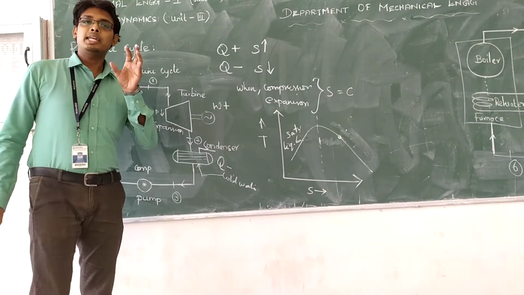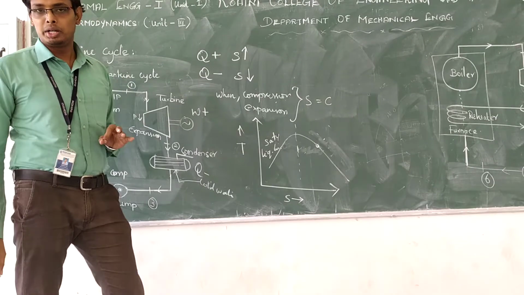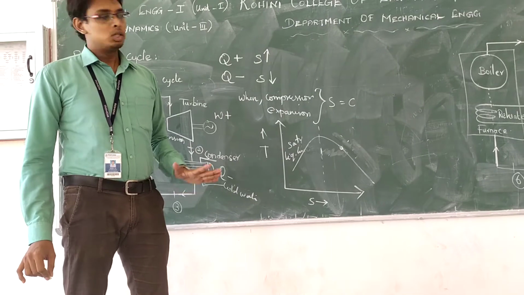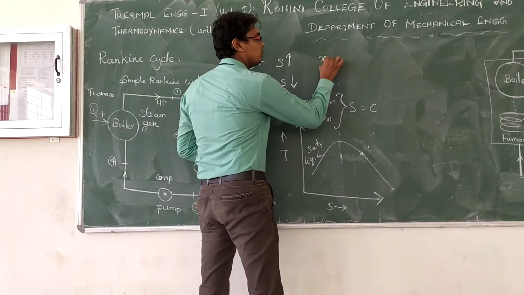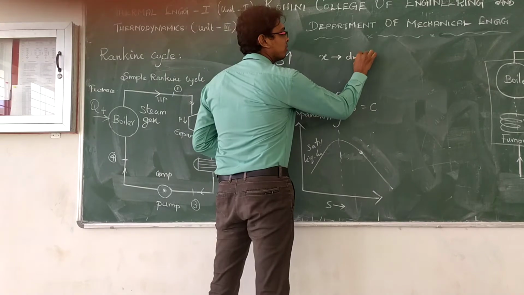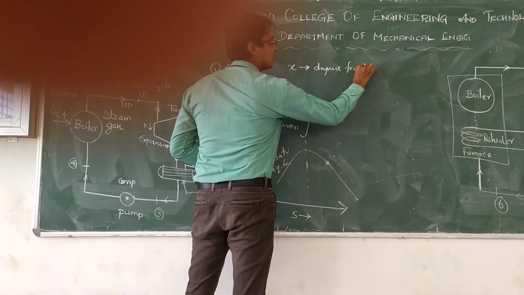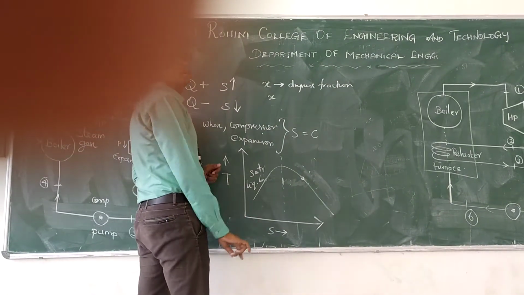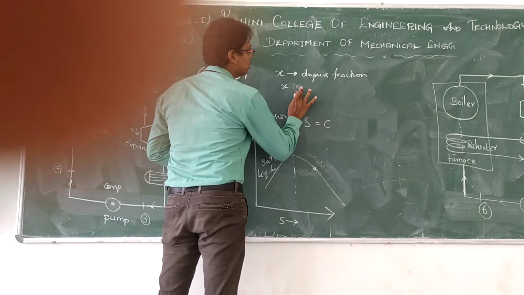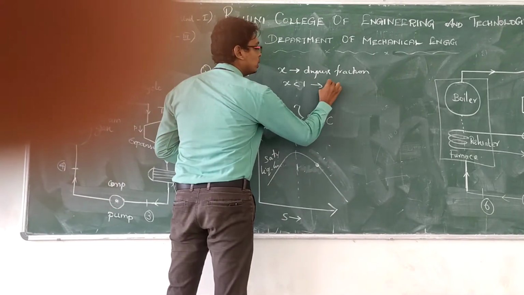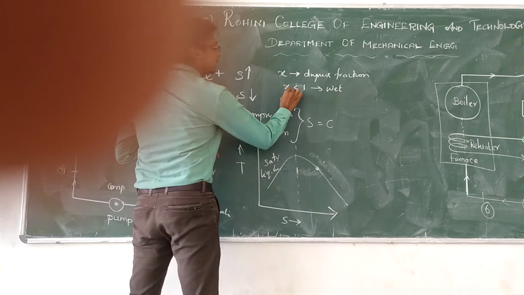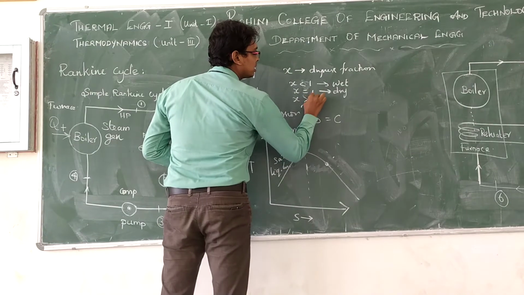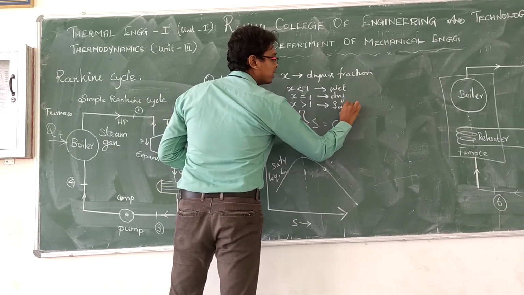So while studying the Rankine cycle, we have three different qualities of steam. One is wet steam, another is dry steam, and another is superheated steam. The quality of the steam is always represented by X, that is the dryness fraction. When the X value is less than 1, it is said to be wet steam. When X is equal to 1, it is said to be dry steam. When the X value is greater than 1, it is said to be superheated steam.